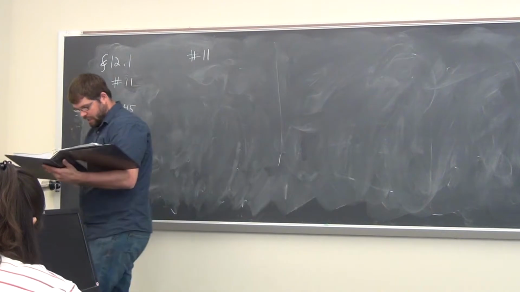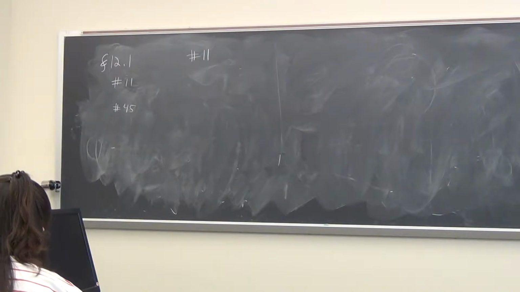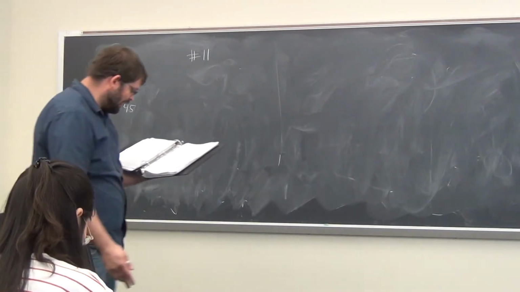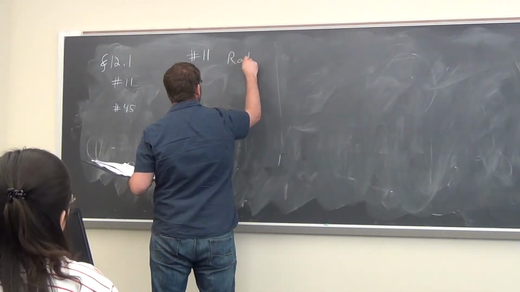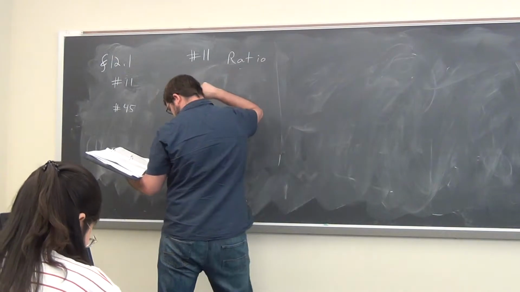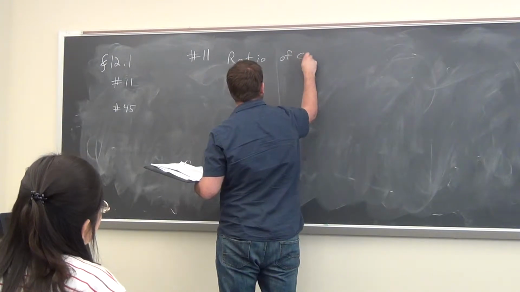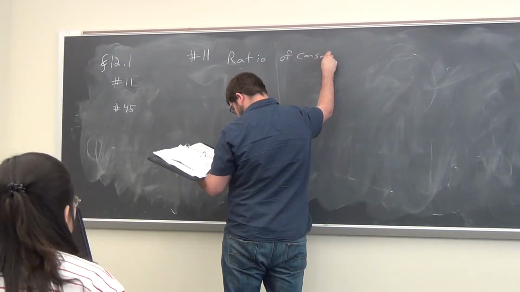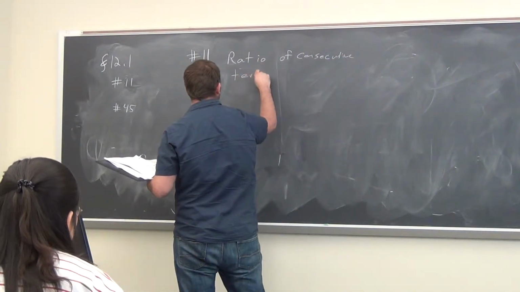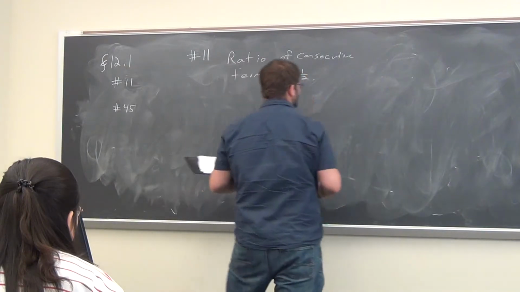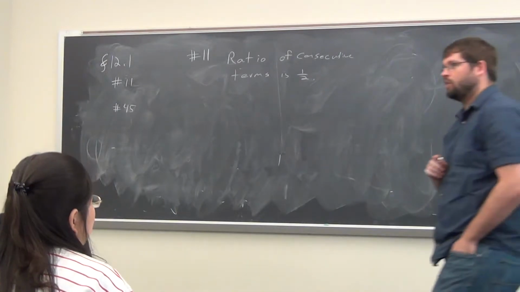So it says, give an example of the formula for the nth term a sub n of a sequence satisfying the given condition. If it's impossible to fulfill all the conditions, then so indicate. So, we want to find an a sub n where the ratio of consecutive terms is 1/2. Okay. So what does that mean? What are the consecutive terms?